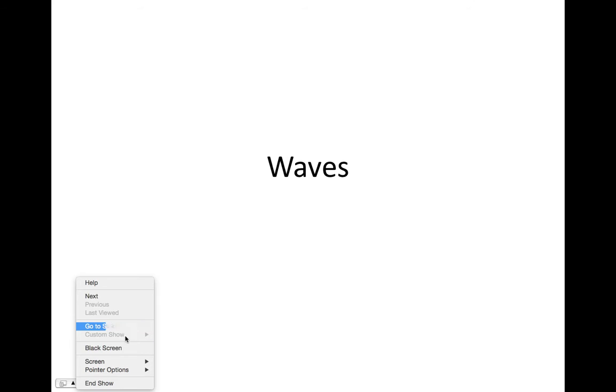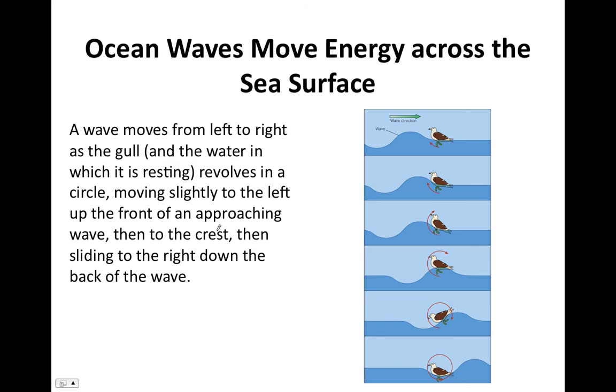Hello. In this lecture, we're going to be talking about waves on the sea surface. So, waves are nothing more than energy moving across the surface of the ocean. The seagull in the figure on the right-hand side demonstrates the motion of the water molecules in the water as a wave passes by. Here, see the wave is moving in this direction, and as the wave approaches, the seagull actually begins to move toward the wave.